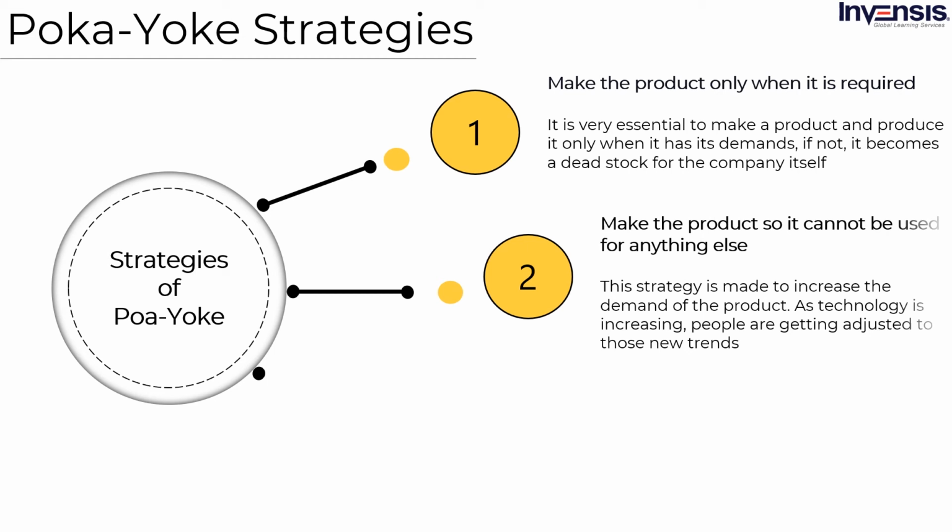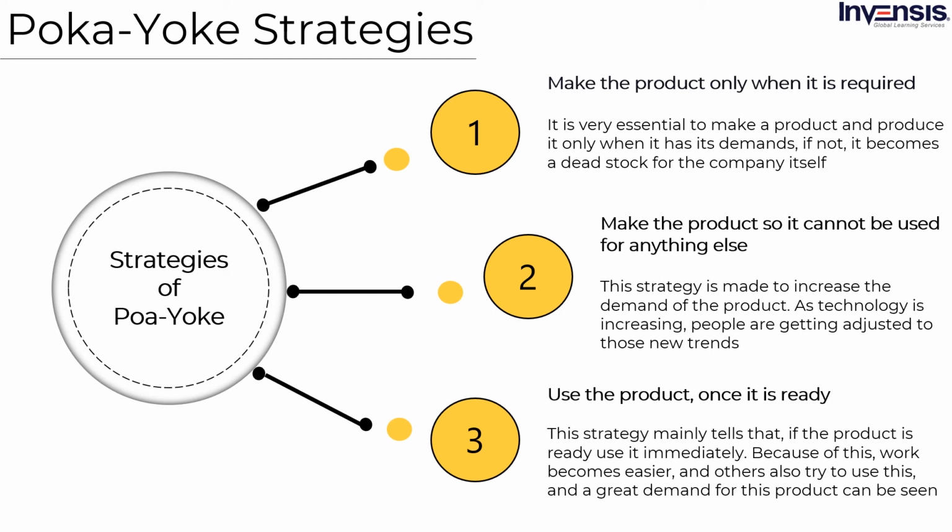So, it is better to make a product which can perform one work in an efficient way. An example of this would be a keypad, which can only be used to type, and for nothing else. The last strategy is: use the product once it is ready.